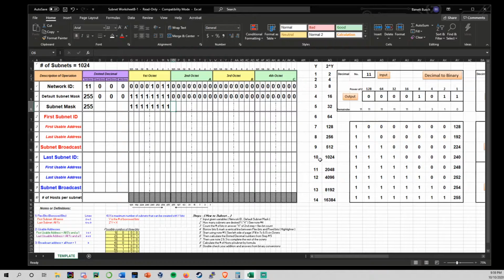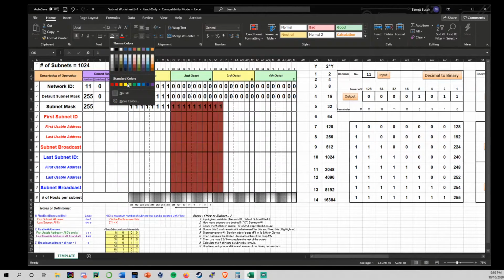So now we need to borrow 10 bits. So we know an octet is 8, 9, 10. So we need to borrow all the way up to here and turn all of these fields on, all these bits on with 1. Okay. And remember to always highlight this area. This will be our subnetting portion.